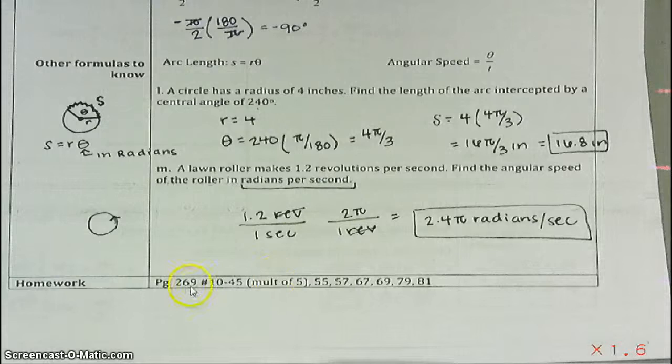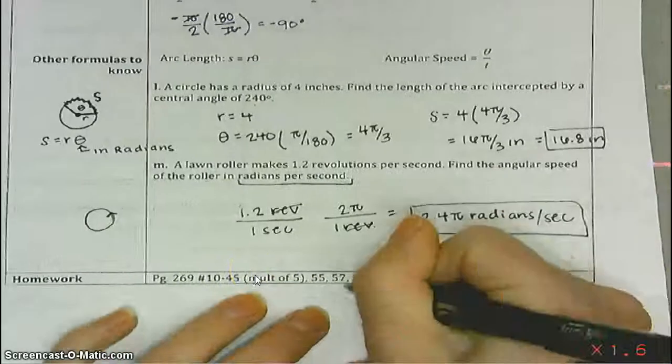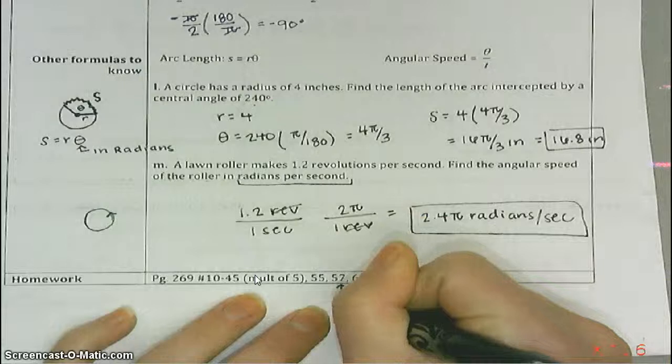The homework is at the bottom there. Those are multiples of 5. And actually, now that I'm remembering this, for 57, you can skip part A.